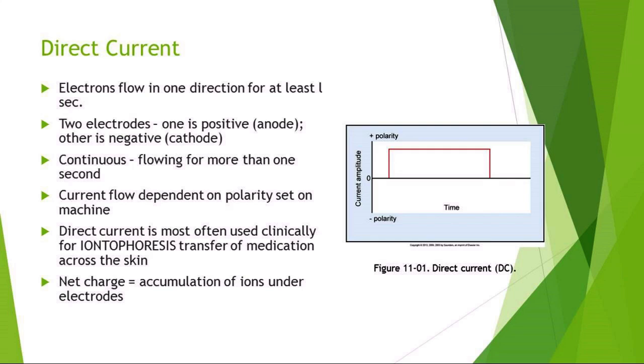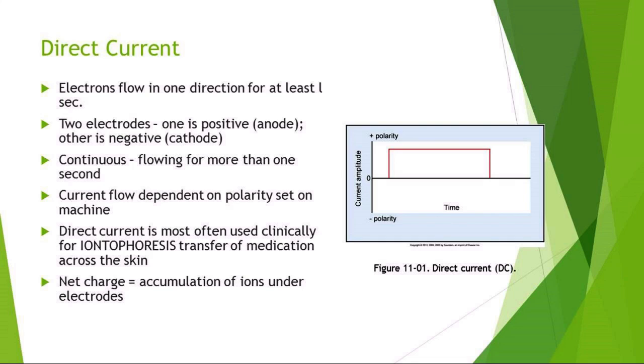Direct current is most often used clinically for iontophoresis, which is the transfer of transdermal medication, or medication through the skin, across the skin. There is a net charge, meaning there is an accumulation of ions underneath the electrodes, so there's more of a potential for side effects with iontophoresis.